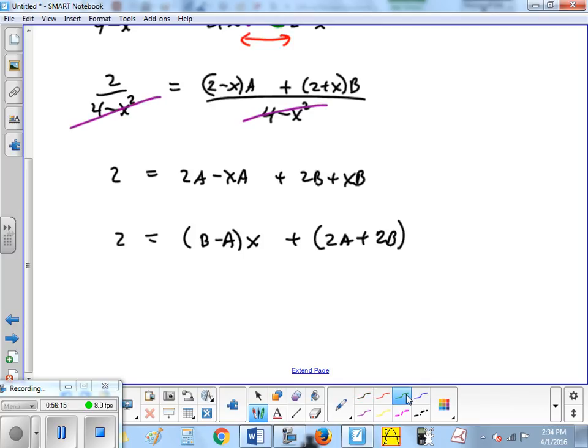Now look at the left side. What do you notice? There are no x's, so you could put a 0x there. So this tells us basically that b minus a is 0, right? And 2a plus 2b is 2.